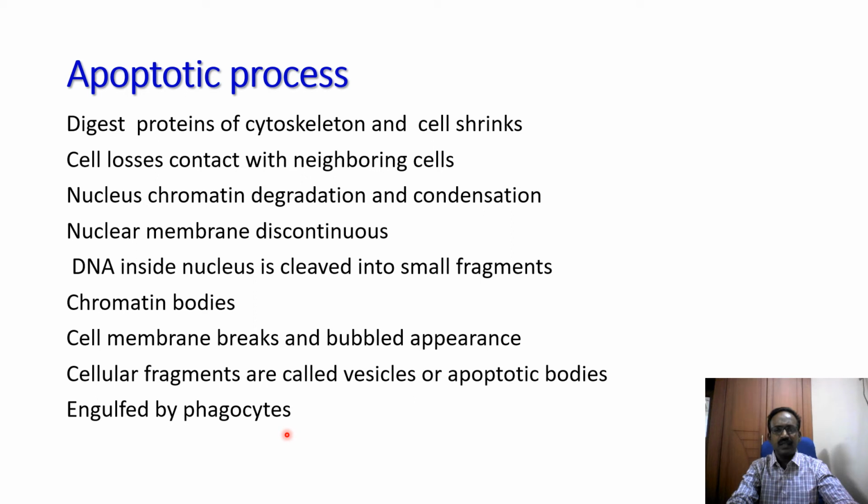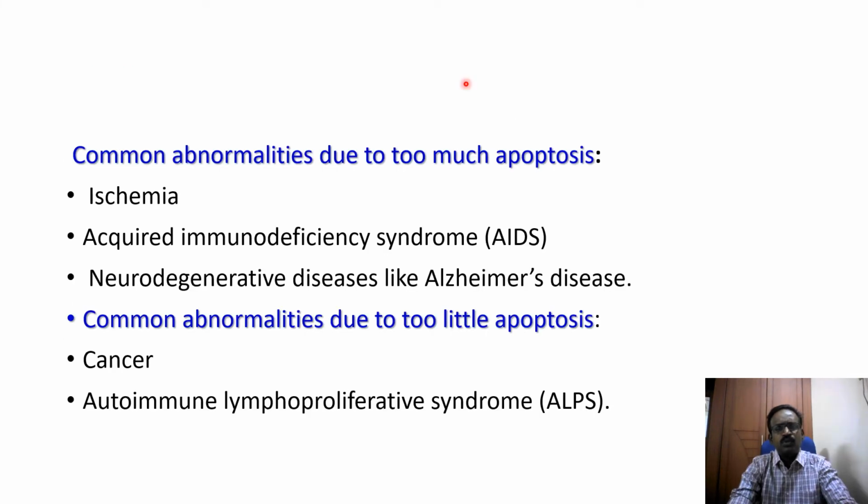Within normal limits, apoptosis is beneficial for the body. Too much or too little apoptosis leads to abnormal conditions. Common abnormalities due to too much apoptosis are ischemia, acquired immunodeficiency syndrome, and neurodegenerative diseases like Alzheimer's disease. Common abnormalities due to too little apoptosis are cancer, autoimmune lymphoproliferative syndrome.